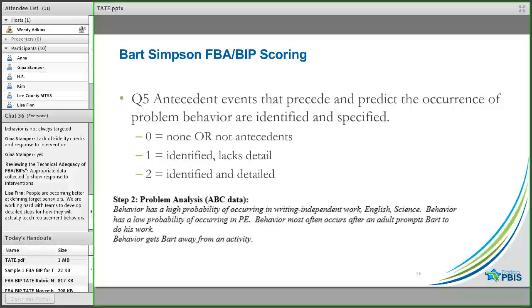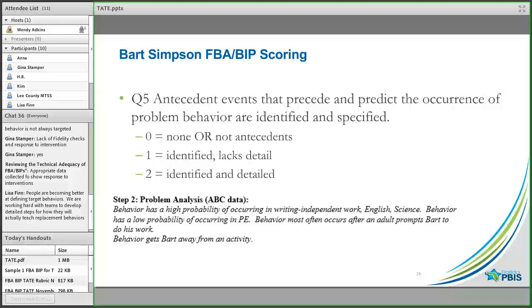If you look at step 2, problem analysis and Bart Simpson's form, I got to tell you, that is their entire FBA right there. They identify the high probability, the triggers are when he does writing, independent work in English and science. Behavior has a low probability of occurring in PE. That would help you answer the next question. So don't even think about that part of it. Now, the next part says behavior most often occurs after an adult prompts Bart to do his work. So now go ahead and say whether you think it's a 0, 1, or a 2.